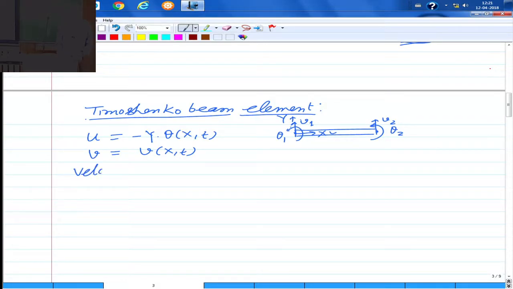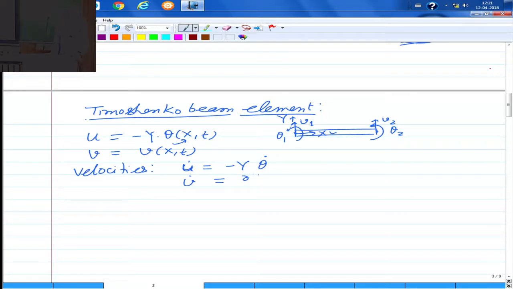Now if you look at the velocities, they are going to be u dot. See here, this x is the initial coordinate of the material point, so when you are differentiating, you are only differentiating with respect to time. So u dot is going to be minus y, which is again an initial coordinate, into theta dot. Theta dot means del theta by del t. And v dot is simply going to be del v by del t.